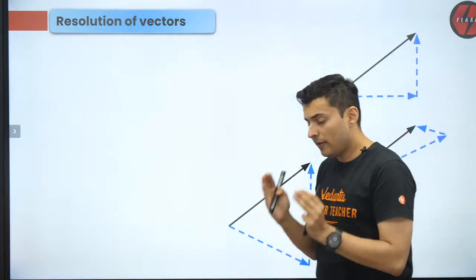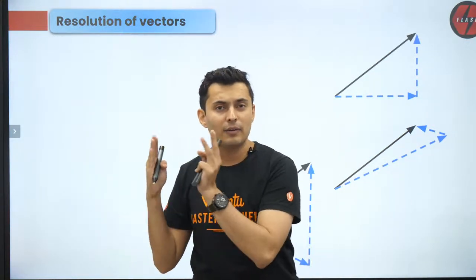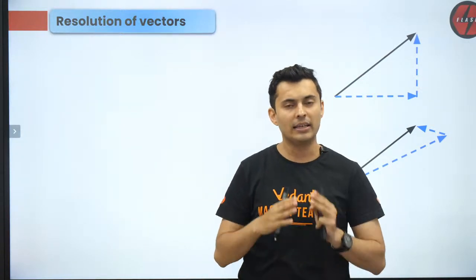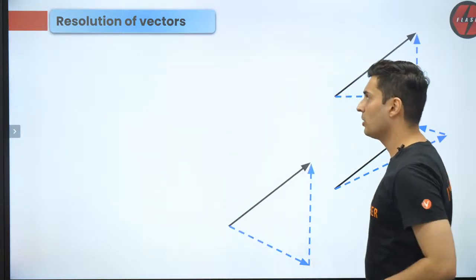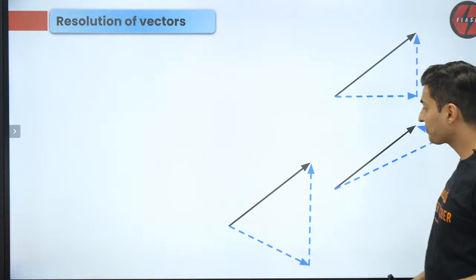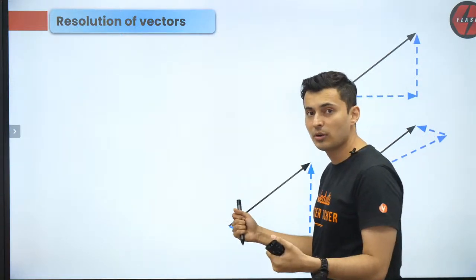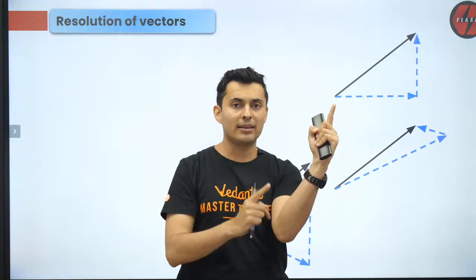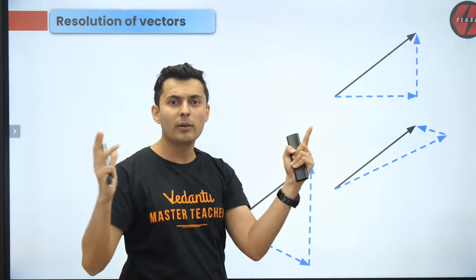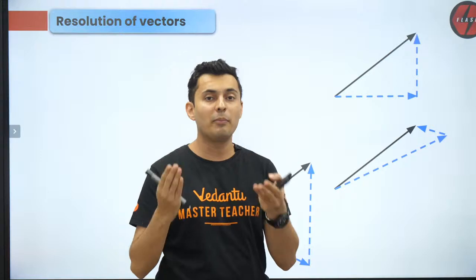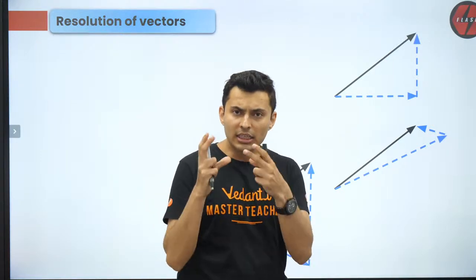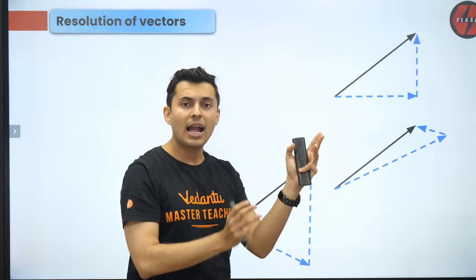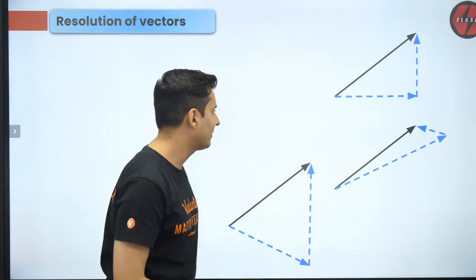A lot of people teach vectors separately, but I have been telling this that vectors is actually a tool for solving problems. And let me tell you more about resolution of vectors. Now, what is the meaning of resolution of vectors? A vector is a quantity which has magnitude and direction. You can split a vector into two or more components, as in parts, such that the individual split vectors give the same desired effect as the original vector.